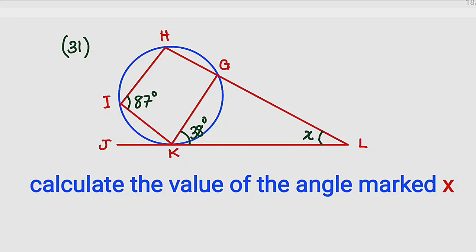Hello, good day, viewers. Still on WAEC 2024 Mathematics Examination Objective Questions. Today we are going to begin with question number 31 down to question number 35.